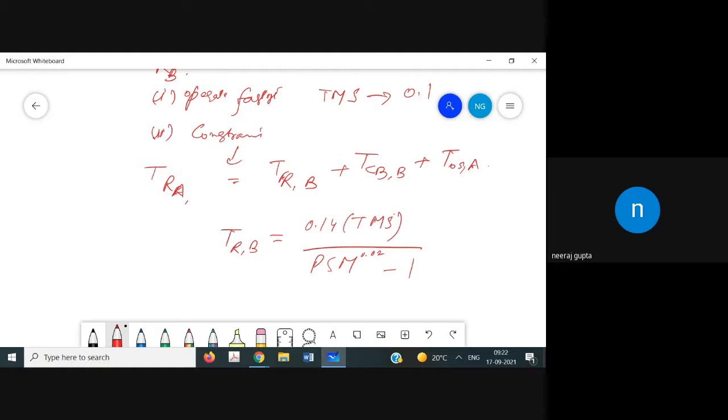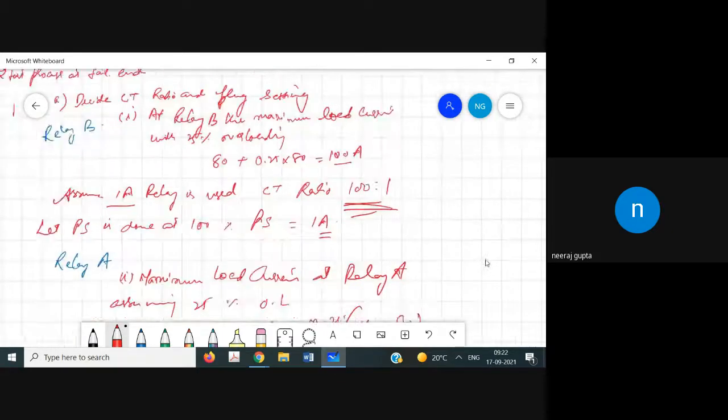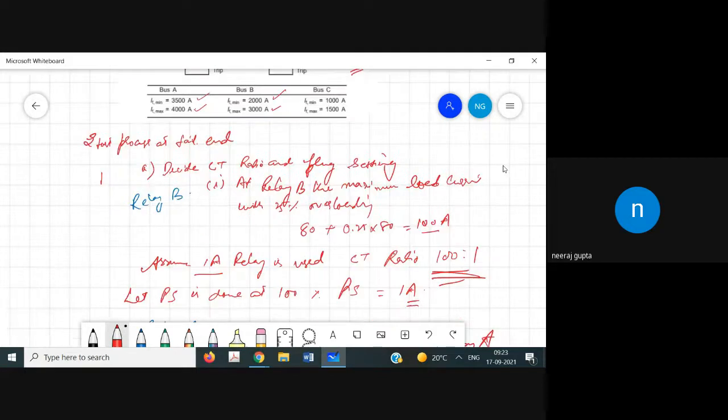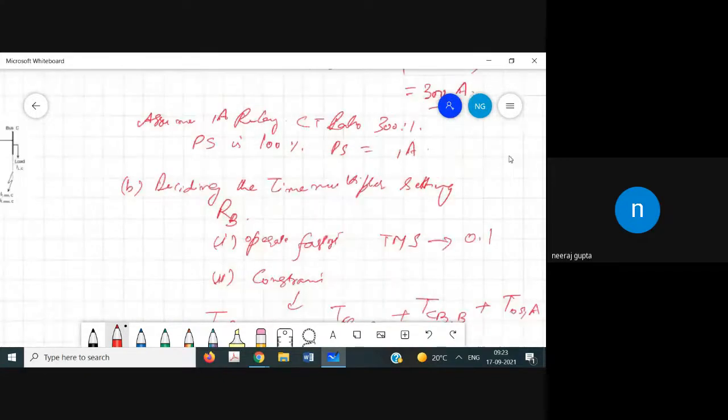Now, as we know from this diagram, the maximum and minimum values are given. The maximum value of the fault current is 300 ampere, and the minimum value is 200 ampere. Then the maximum values at bus A are 4000 ampere and 3500 ampere, and here we have 3000 ampere and 2000 ampere. So these are the fault currents.